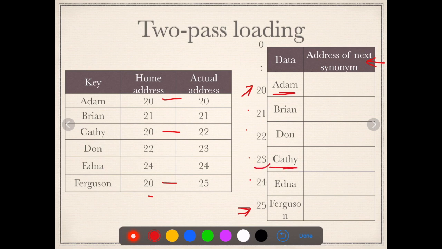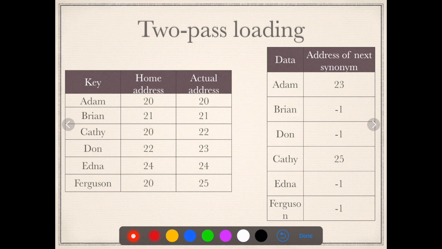So as you can see, Adam and Kathy. Kathy's address is 23, so 23 will be stored here. Along with Kathy, Kathy has synonym Ferguson. So Ferguson is at the address 25, so 25 will be stored here. So this is how you are going to store your data.